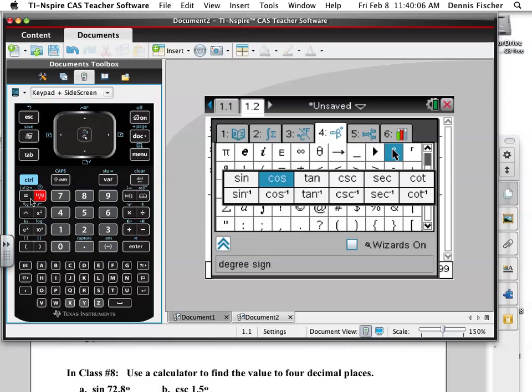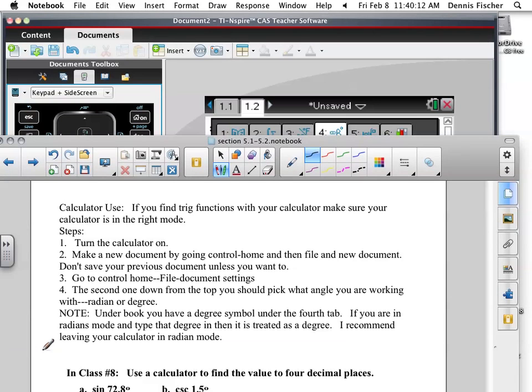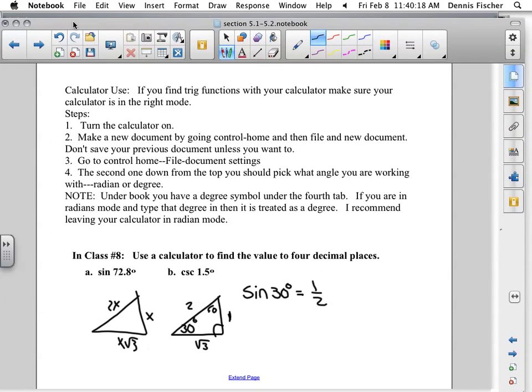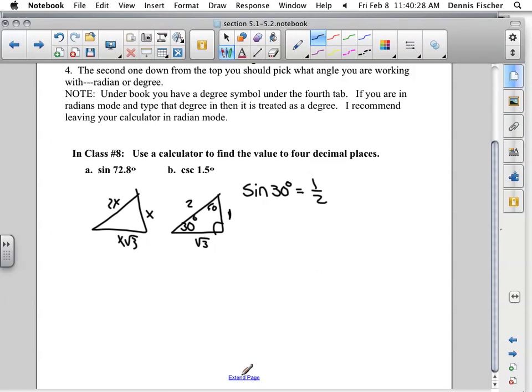Now, what is the difference between sine of 30 degrees and sine of 30 radians? One is radians, one is degrees. You notice the values are a little different, right? 1/2 and negative 0.998, right? I'll give you a hint.